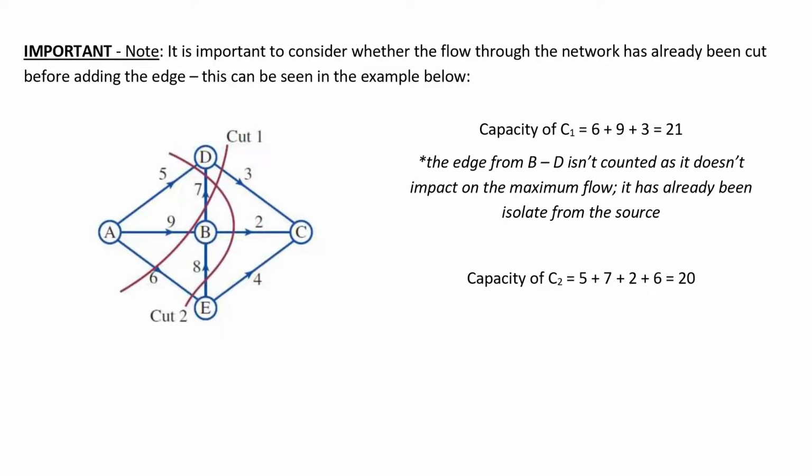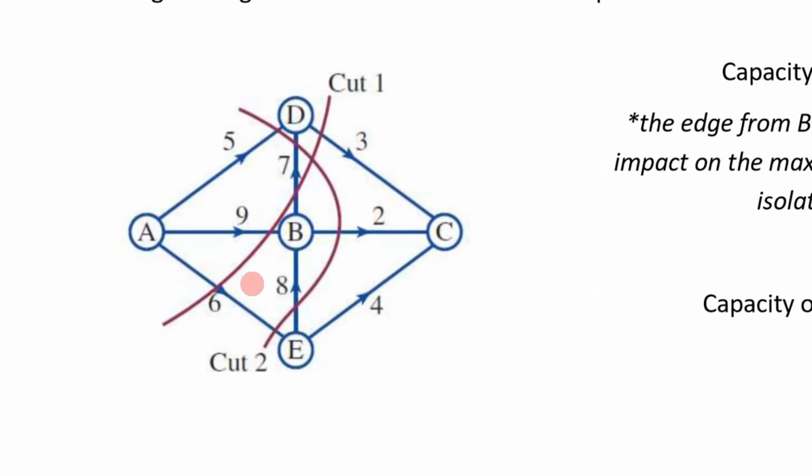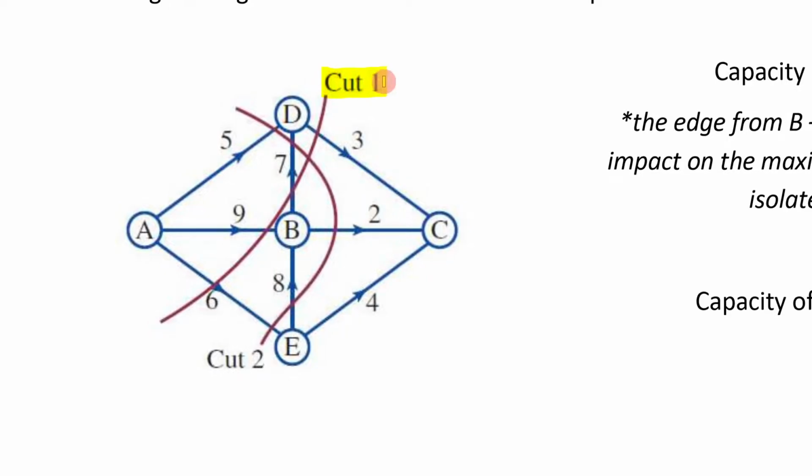Okay, let's now talk about this important note, which we alluded to before, but now we're going to see an example and it's going to make much more sense. So it's important to consider whether the flow through the network has already been cut before adding the edge. This can be seen in the example below. So let's have a look here and let's look at cut 1.